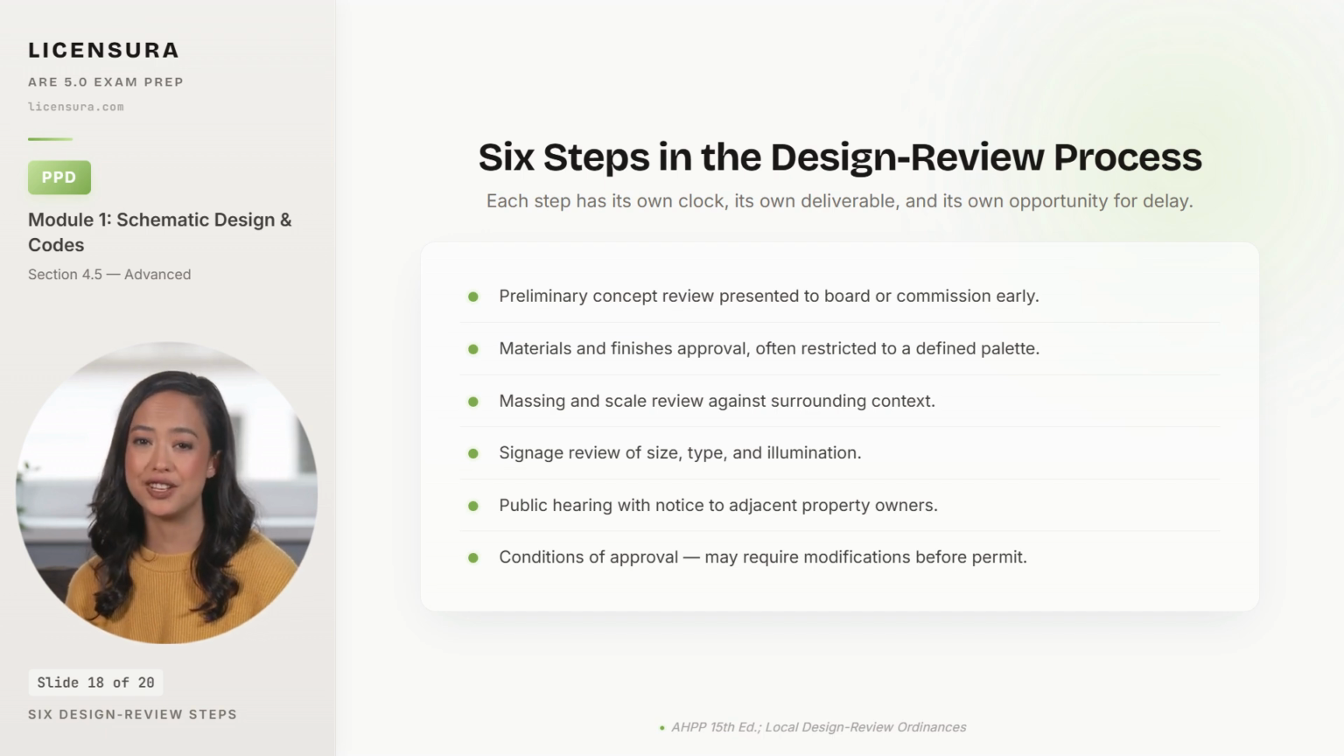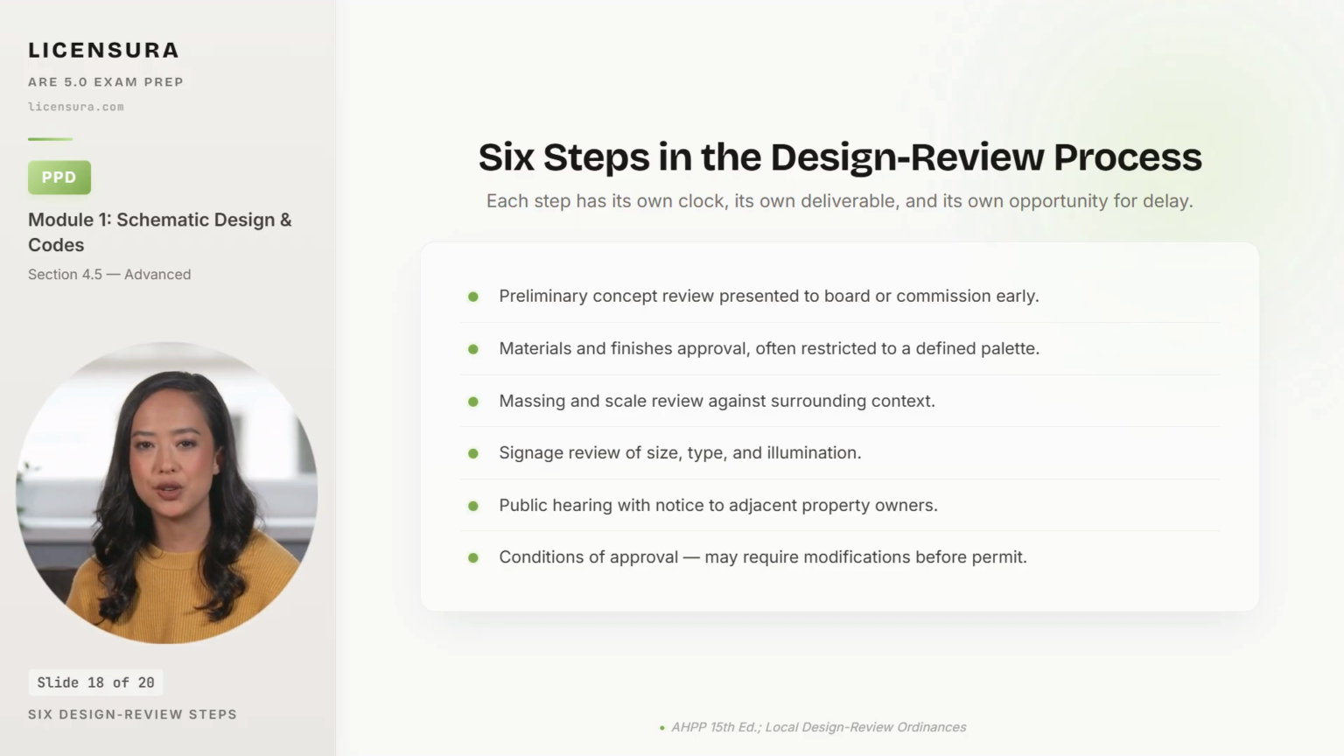First, preliminary concept review. A concept presentation to the design board or historic commission before any detailed design work, so the board's reactions inform the rest of the schematic phase. Second, materials and finishes approval. Often restricted to a defined palette in historic and special design overlays, and proposed materials must be documented with samples. Third, massing and scale review. The board evaluates the building's volume against surrounding context, often requiring step-backs or facade articulation.